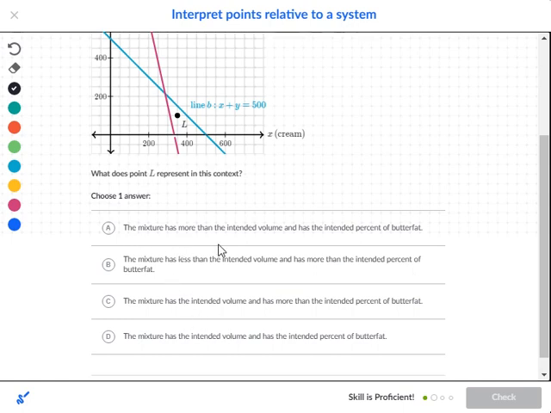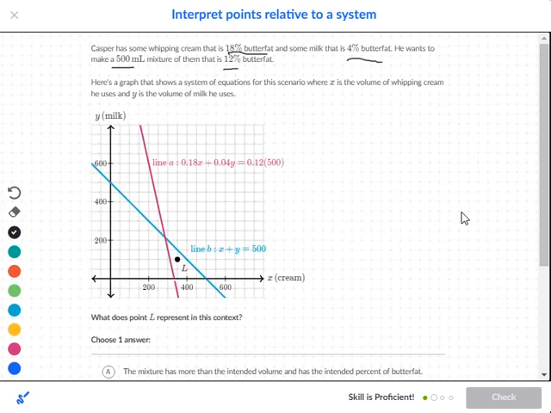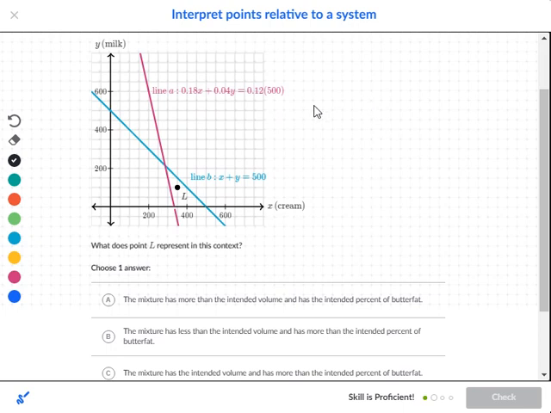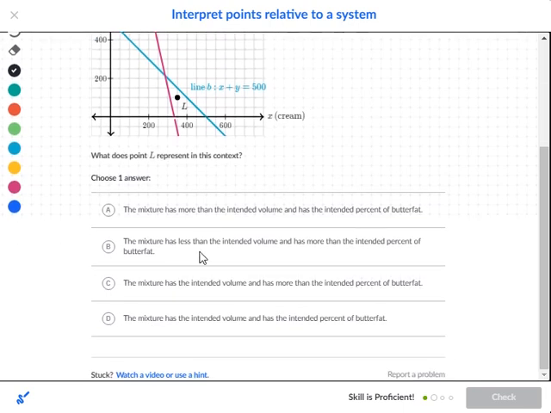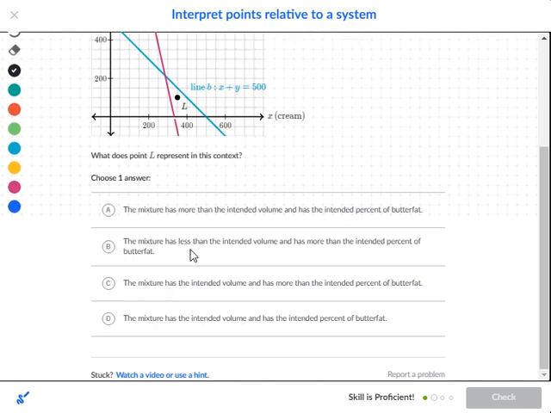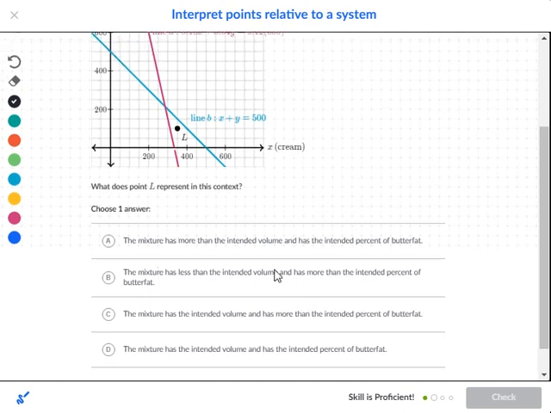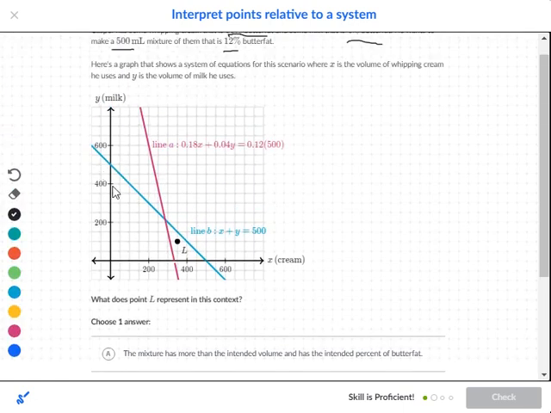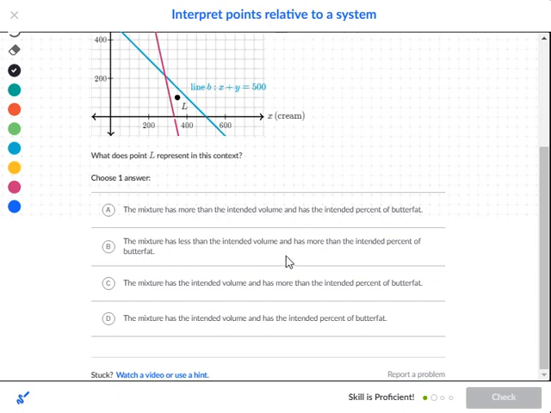So the mixture has more than the intended volume and has the intended percent. Well, this is the mixture, and we are more than what it was. Now it says the mixture has less than the intended volume, and it has more than the intended percent of butterfat. So the mixture has less than the intended volume, which is the blue. That was our intended volume to be 500. But we're a little bit more than the percentage, because the blue line is like the percentage. So that one sounds pretty good.